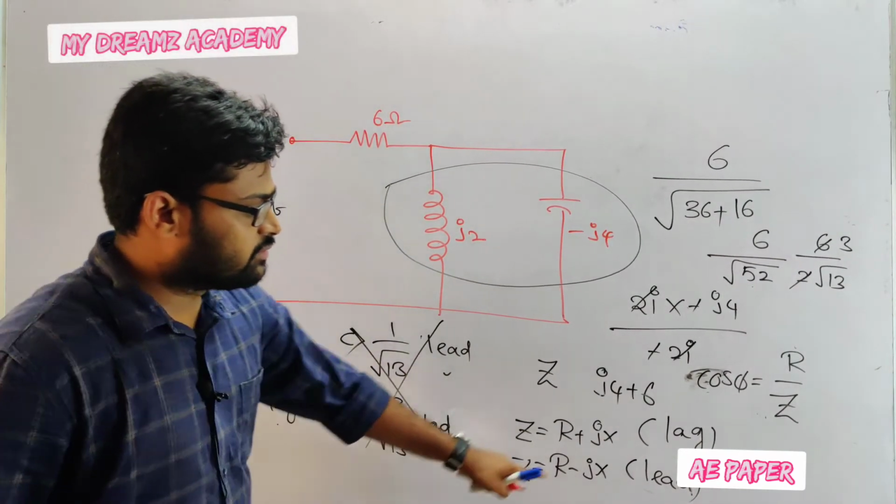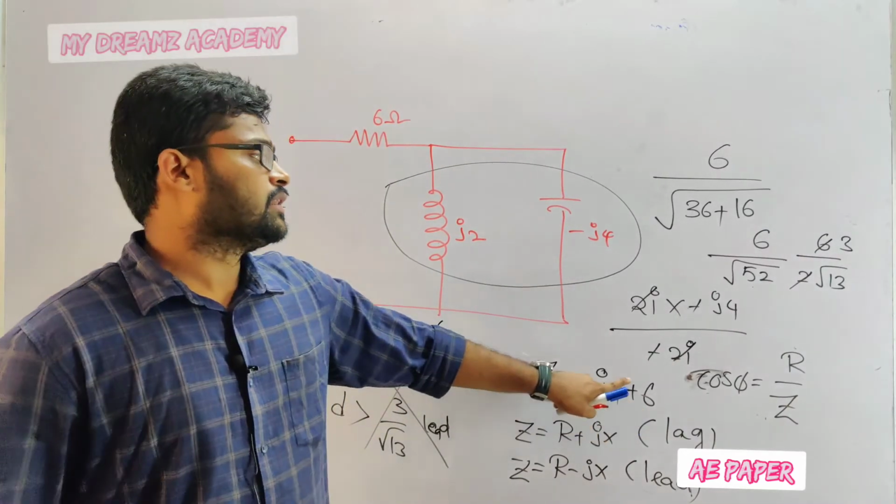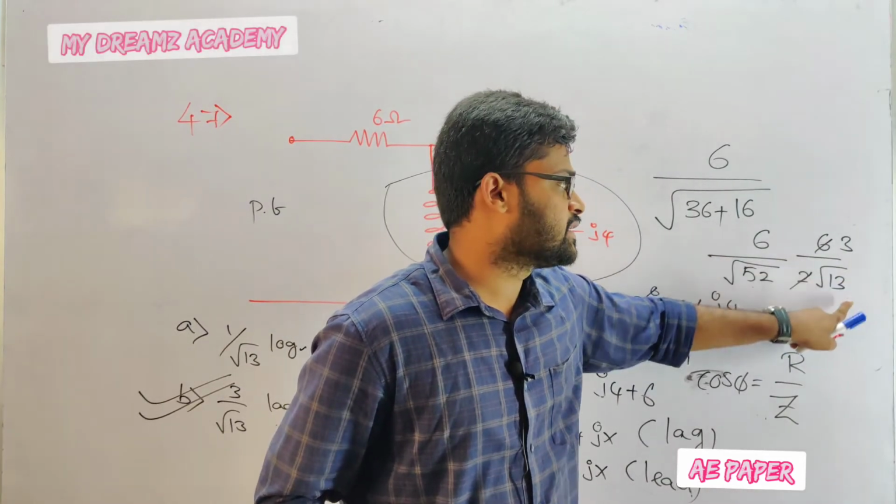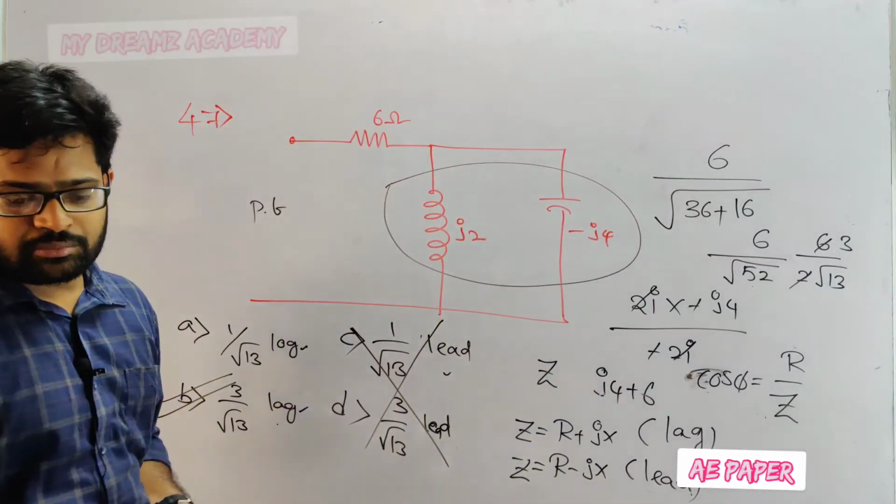The lagging power factor is decided from the sign of the reactance, and the value of the power factor is calculated from R by Z. Power factor is R by Z. This is about question number 47.